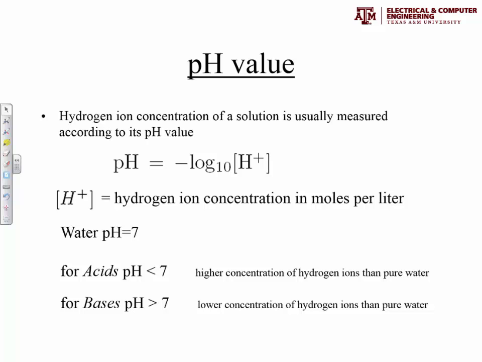In the case of acids, the hydrogen ion concentration is higher, so the pH will be lower than 7, right? In the case of bases, the hydrogen ion concentration is lower, so the pH will be greater than 7. Okay, again, no surprises here. For engineering people, it's kind of obvious once you look at this formula.